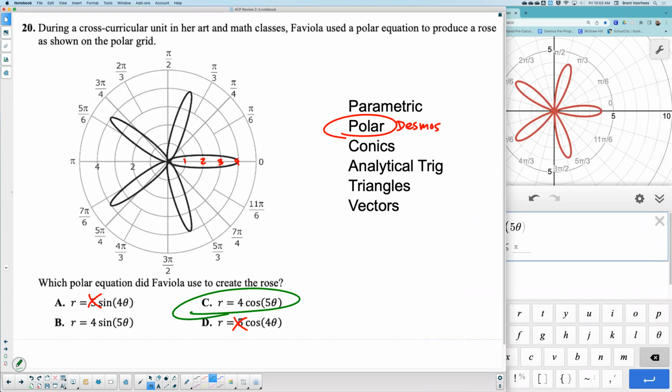This one should have been really high, and it was 94%. Students got that one right. 94%.